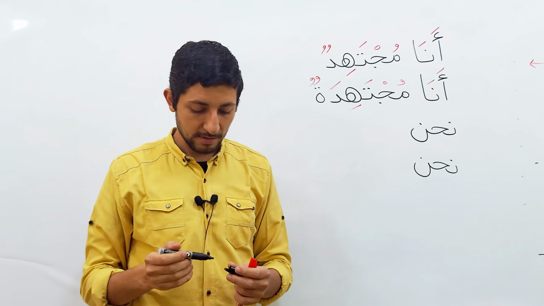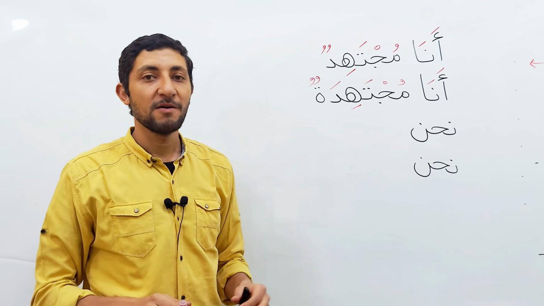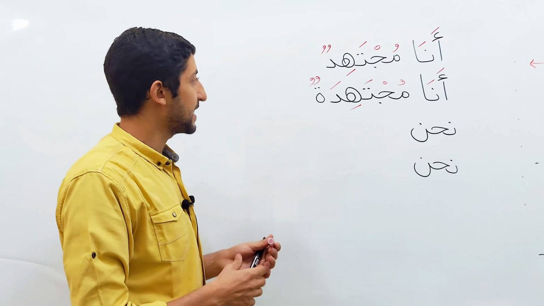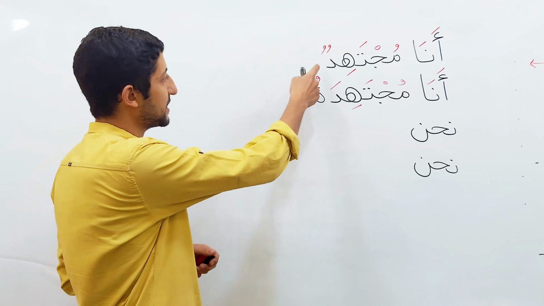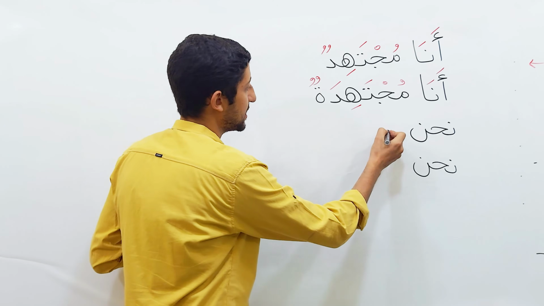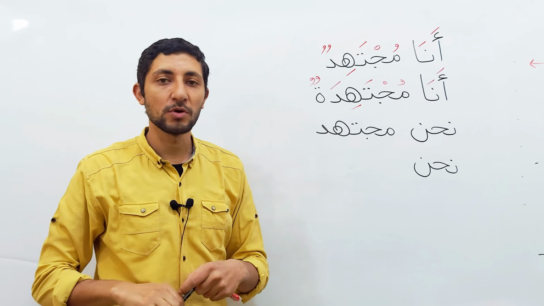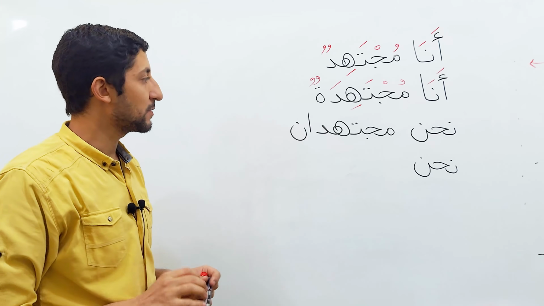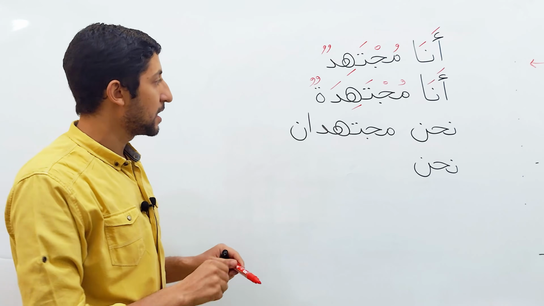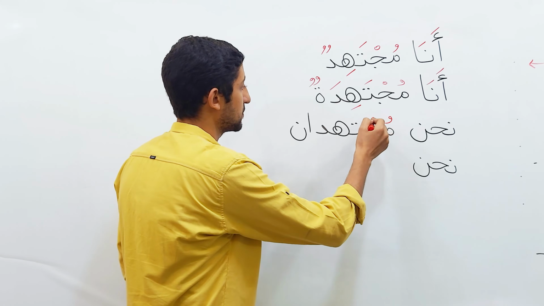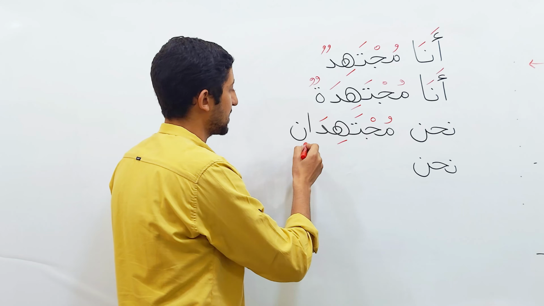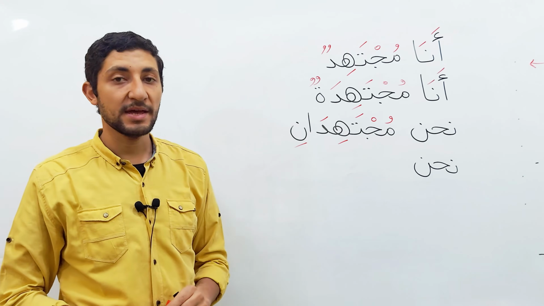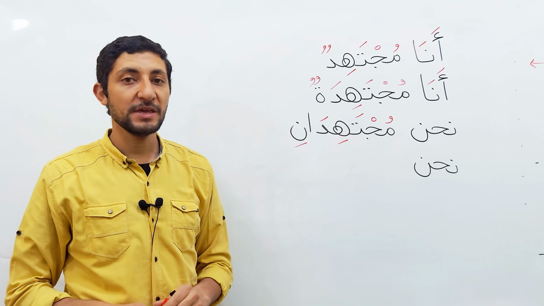And what about the adjective مجتهد? For masculine dual, what will it be? It will be مجتهدان. We will add the suffix. We will take this one the same, مجتهد, and then we will add the suffix for dual, which is ألف نون. مجتهدان. What about the labels or الحركات? They are going to be the same. And this one is fixed to be كسرة. نحن مجتهدان. What about two females?